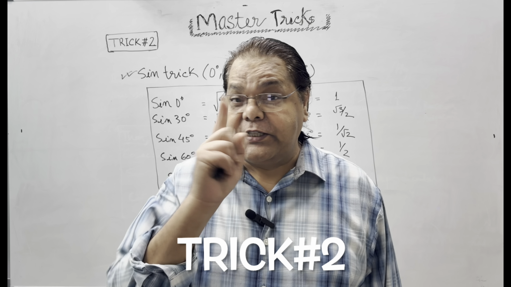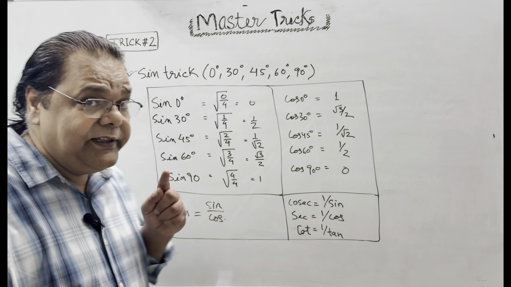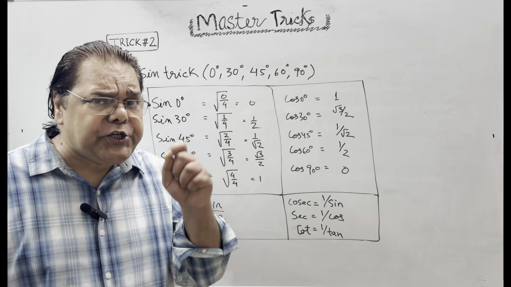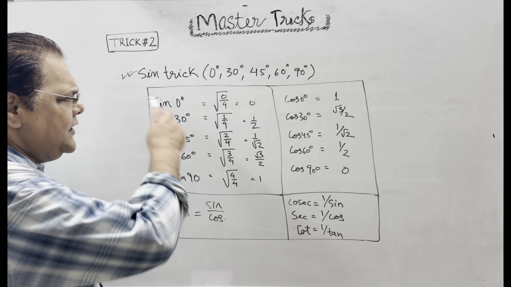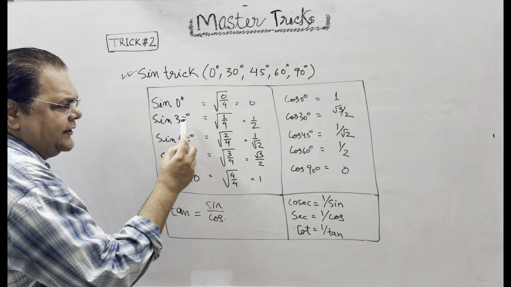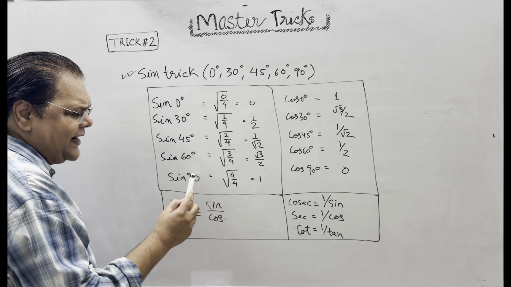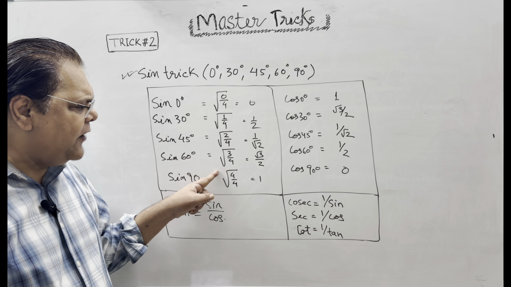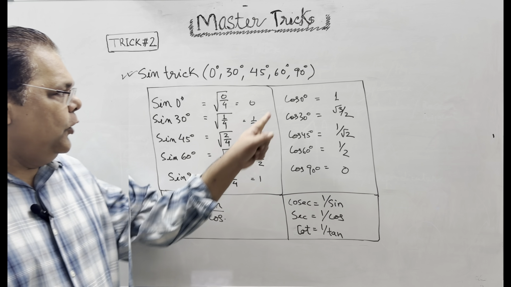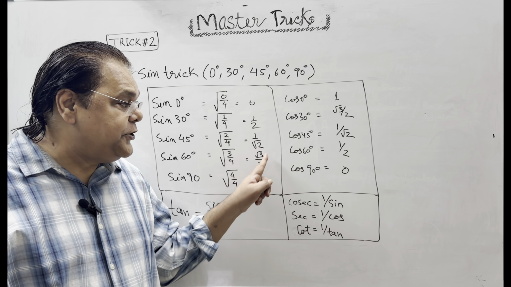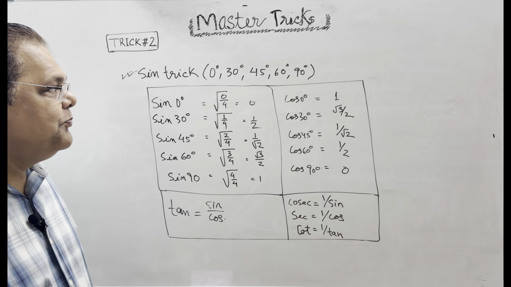Trick 2, the sine trick. Oh, no, another shortcut. In the sine trick, to find the trigonometric ratios of specific angles, just remember this trick. Sine 0, sine 30, sine 45, sine 60, sine 90. Just write 0 by 4, 1 by 4, 2 by 4, 3 by 4, 4 by 4 and take the square root. You get 0, 1 by 2, 1 by root 2, root 3 by 2 and 1.